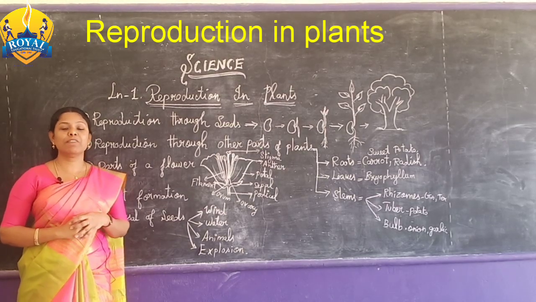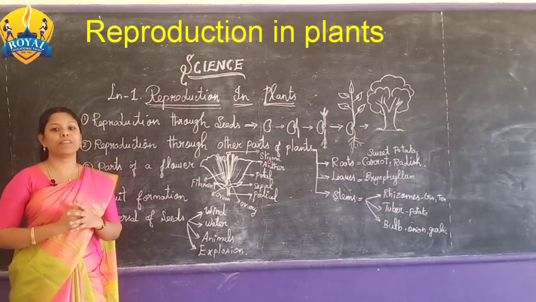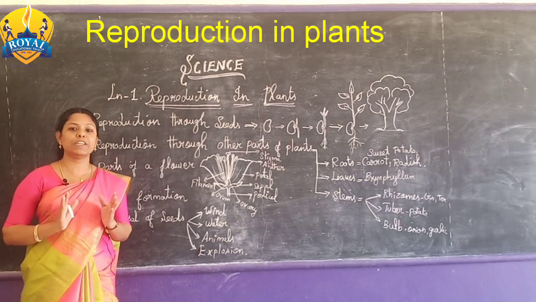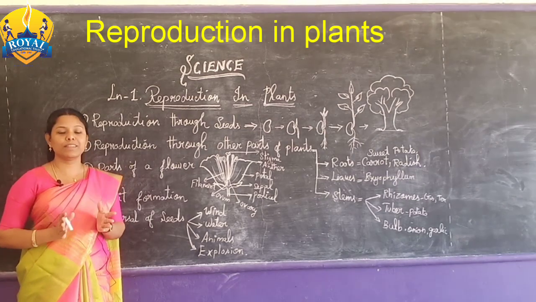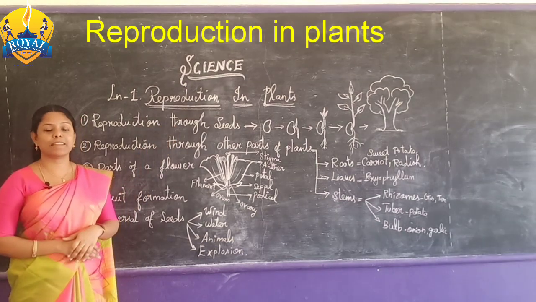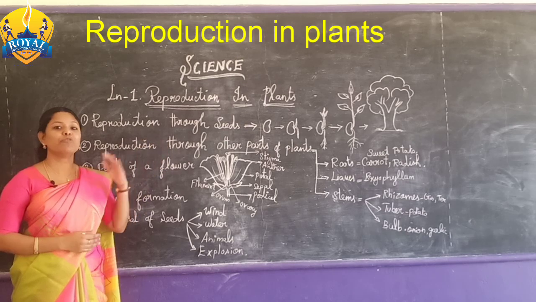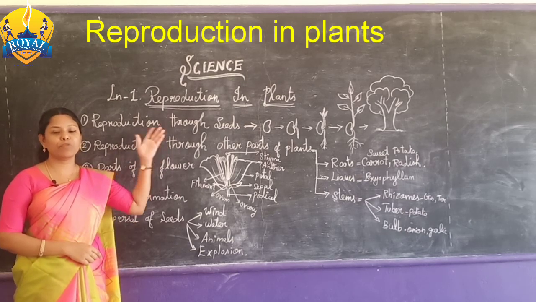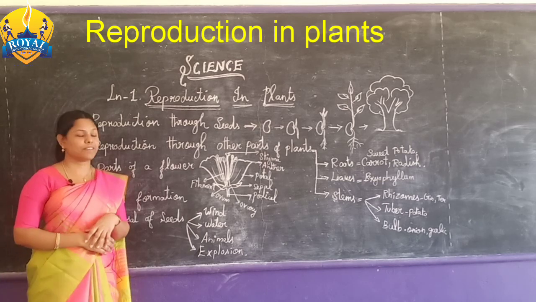Okay, today we are going to learn about an important major process of plants, an important characteristic of plants. What is that? That is reproduction in plants, lesson 1 for grade 5. Okay, let's move on to the class.